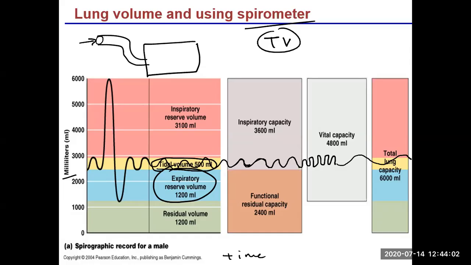Still, if you get all the air out of your lungs as much as possible, there is still some air trapped in your lung, and that's called the residual volume. Residual volume you cannot measure, you can only estimate. What about the inspiratory reserve volume? Normally you inhale a certain amount of air, but if you forcefully inhale air after that, that's called IRV.